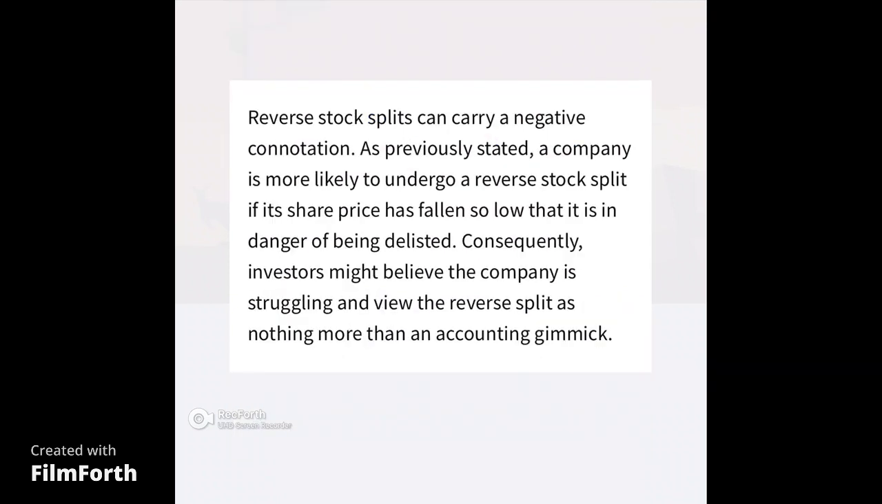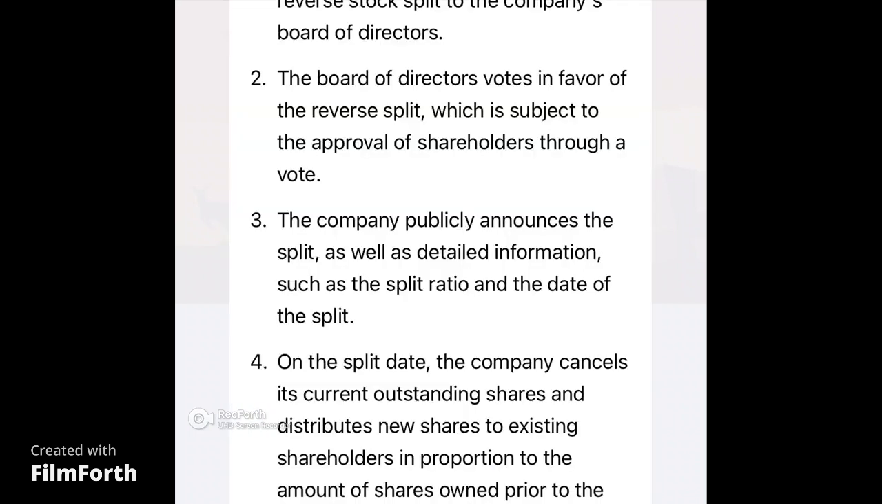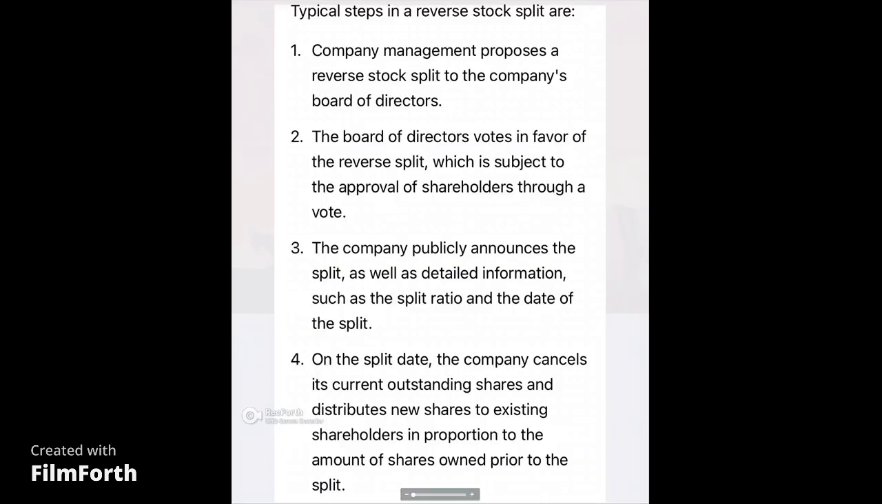But I do want to find the right one for you. This one. Hang on one second, I just want to show you that there's a process to this, and that a lot of people who spread FUD give you the fear that it's going to happen like that second to get you to sell. But this is what the process of a reverse split is.